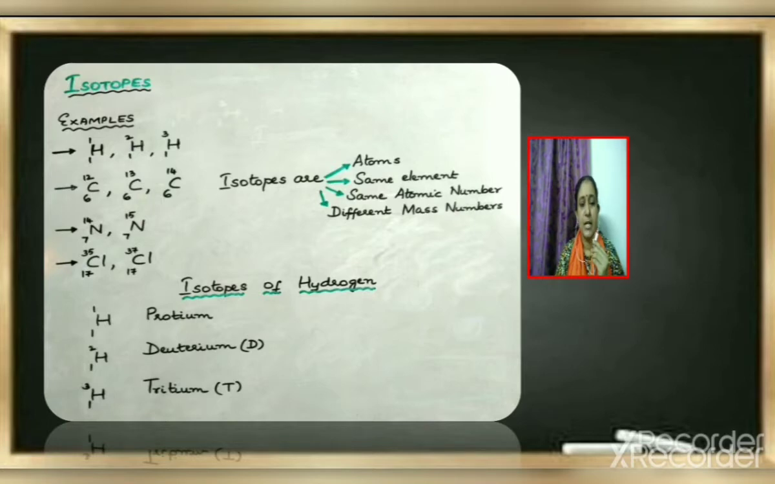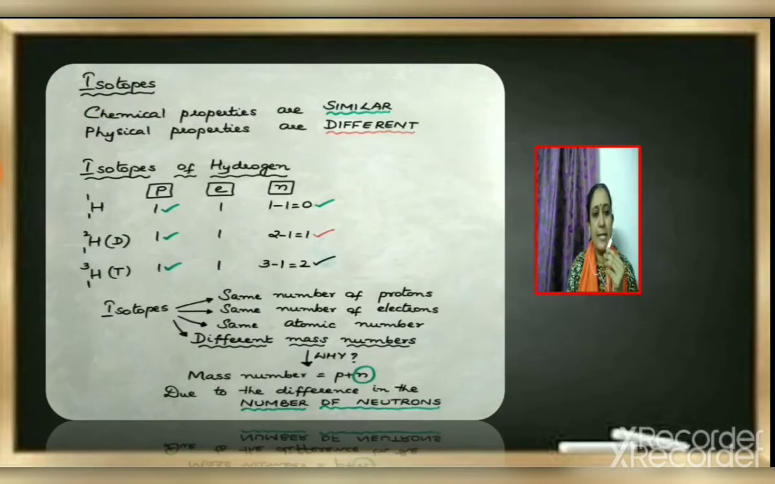Now consider isotopes of hydrogen H 1 1, H 1 2 and H 1 3. H 1 1 is known as protium, H 1 2 is known as deuterium, denoted by the letter capital D, and H 1 3 is tritium, denoted by the letter T. Isotopes have similar chemical properties but different physical properties.